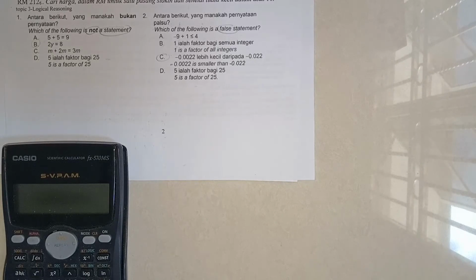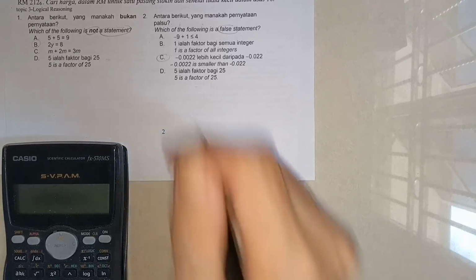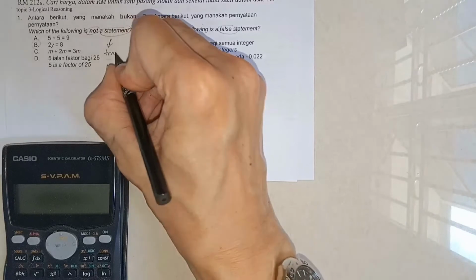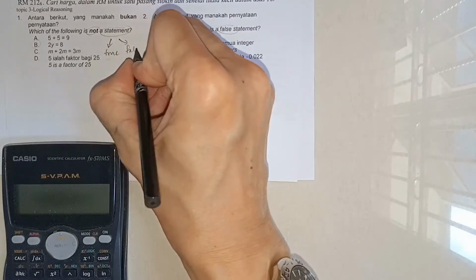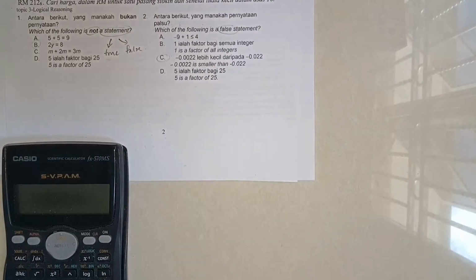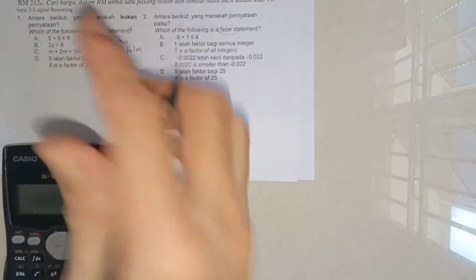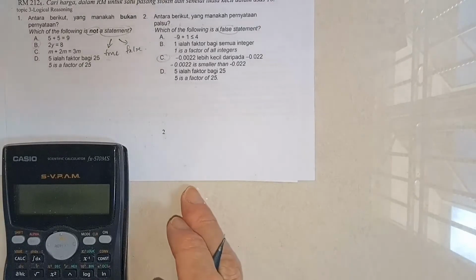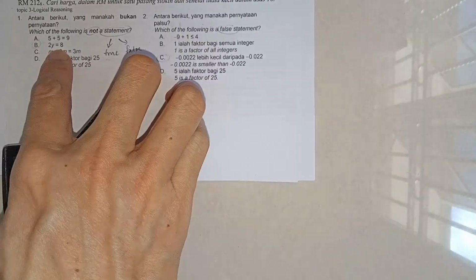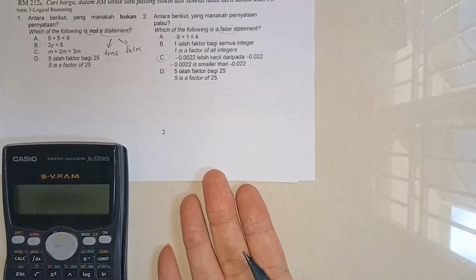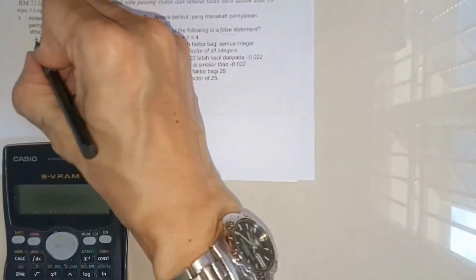Okay, question number one, logical reasoning, topic 3. Question number one, which of the following is not a statement? Okay, a statement means it is true or false. Just remember this one. So 5 plus 5 equal to 9 is wrong, it's false, so it's a statement. Okay, 2y equal to 8, no true, no false, so it's not a statement, so the answer is B.